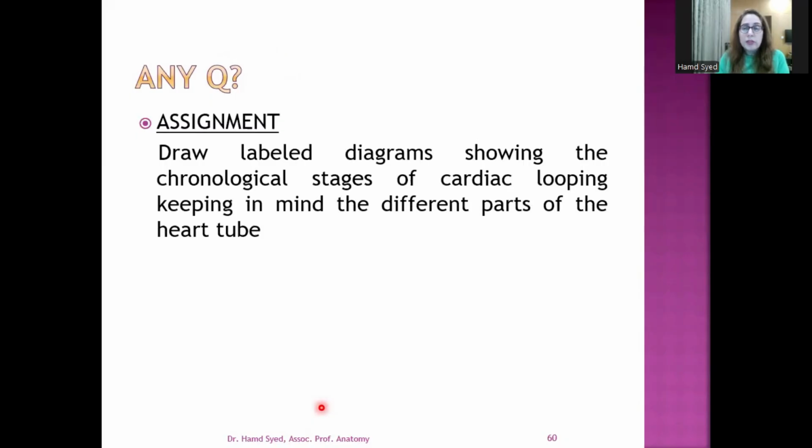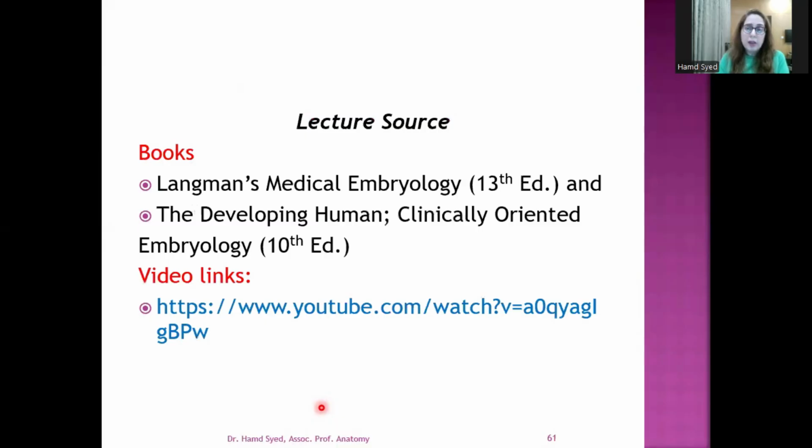So you can draw the stages of cardiac looping, and you can also watch the video, the link I've shared, for the process of cardiac looping, and that would be useful. This ends today's discussion on the formation of the cardiogenic heart field, the primary heart region, and also the formation of the heart tube, the looping of the heart tube, and we also discussed the adult derivatives of the different parts of the heart tube. And this was the first part in the series of lectures on the topic, which is the formation of the cardiovascular system.